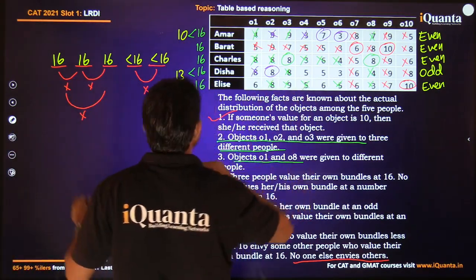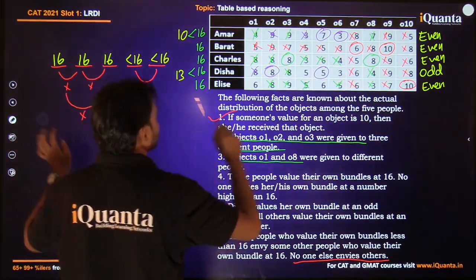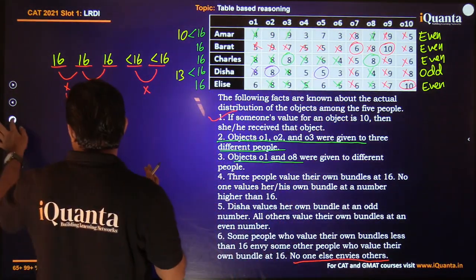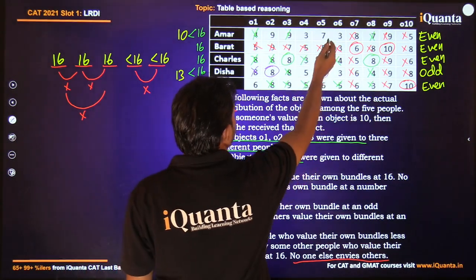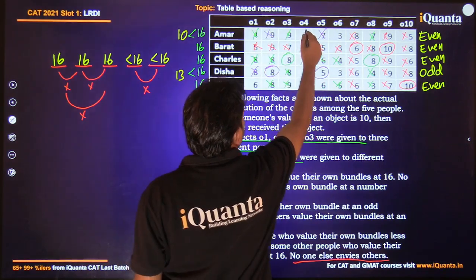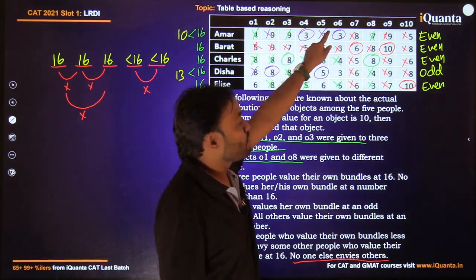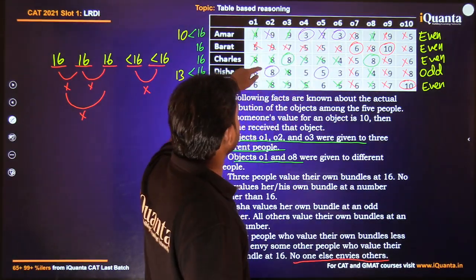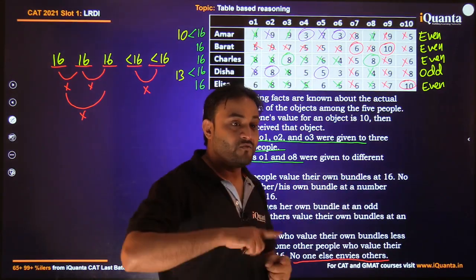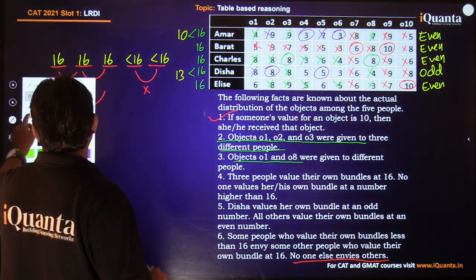Okay, so let's take the next case, 8 and 5. If this is the case, what's left is object 4 and object 6. In this case, once again, Amar values his own bundle at 6, but he values Disha's bundle at 9 plus 7, 16. Once again, Amar will envy Disha in this case, which is not possible. We know that already. So what's left?